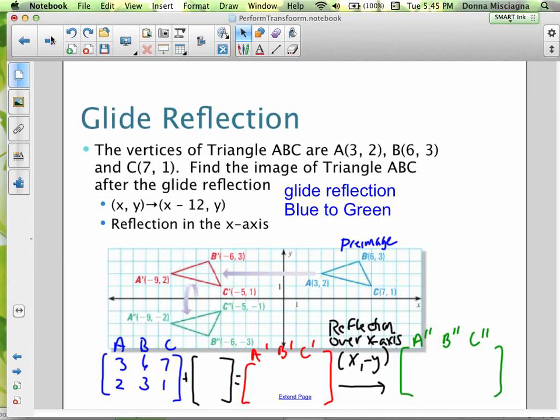All right, so let's look at the first one. Our first is a translation, and our translation is (x, y) goes to (x minus 12, y). So that means we're moving 12 to the left. Or we're going to subtract 12 from each of the x coordinates, but the y isn't changing at all. Right? And so this is our translation.